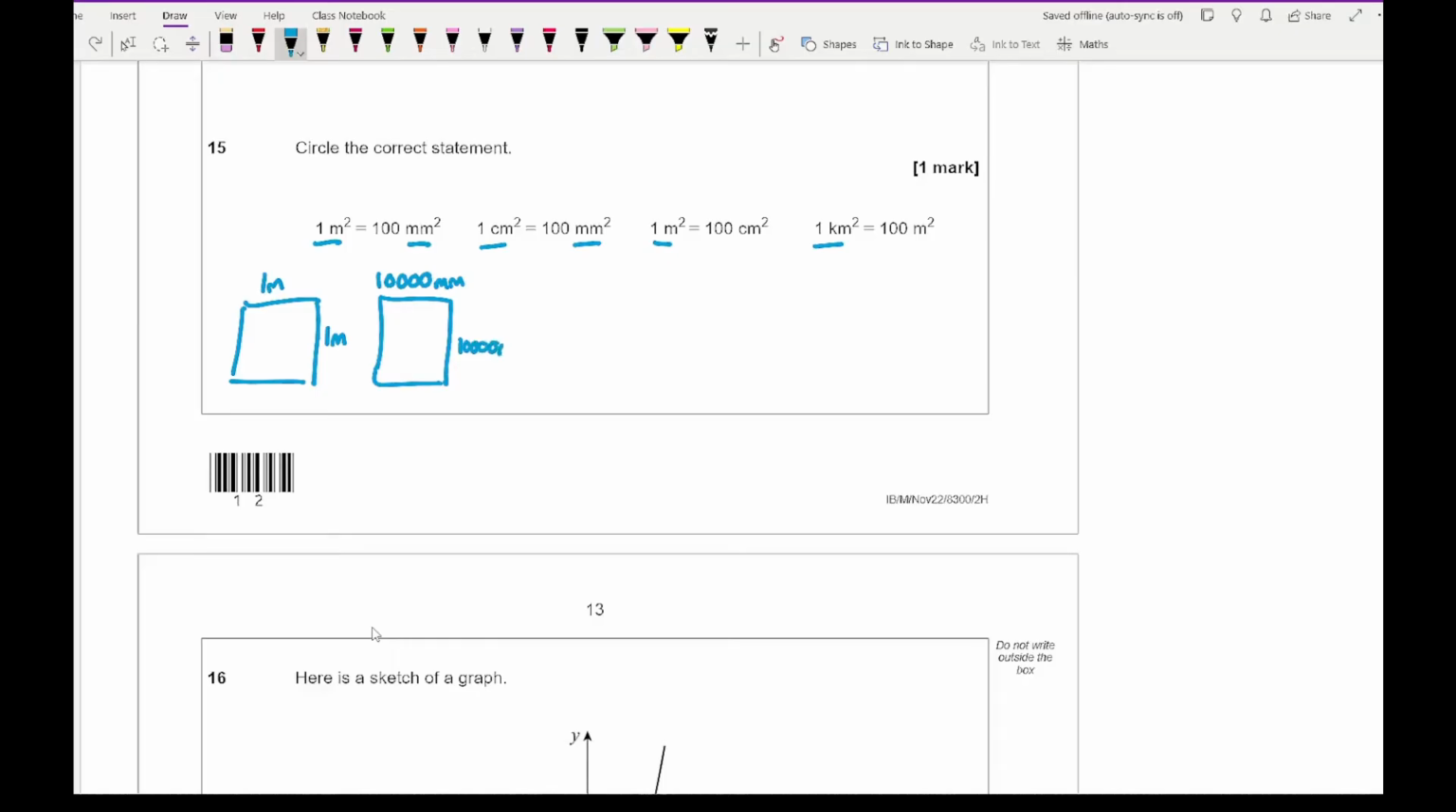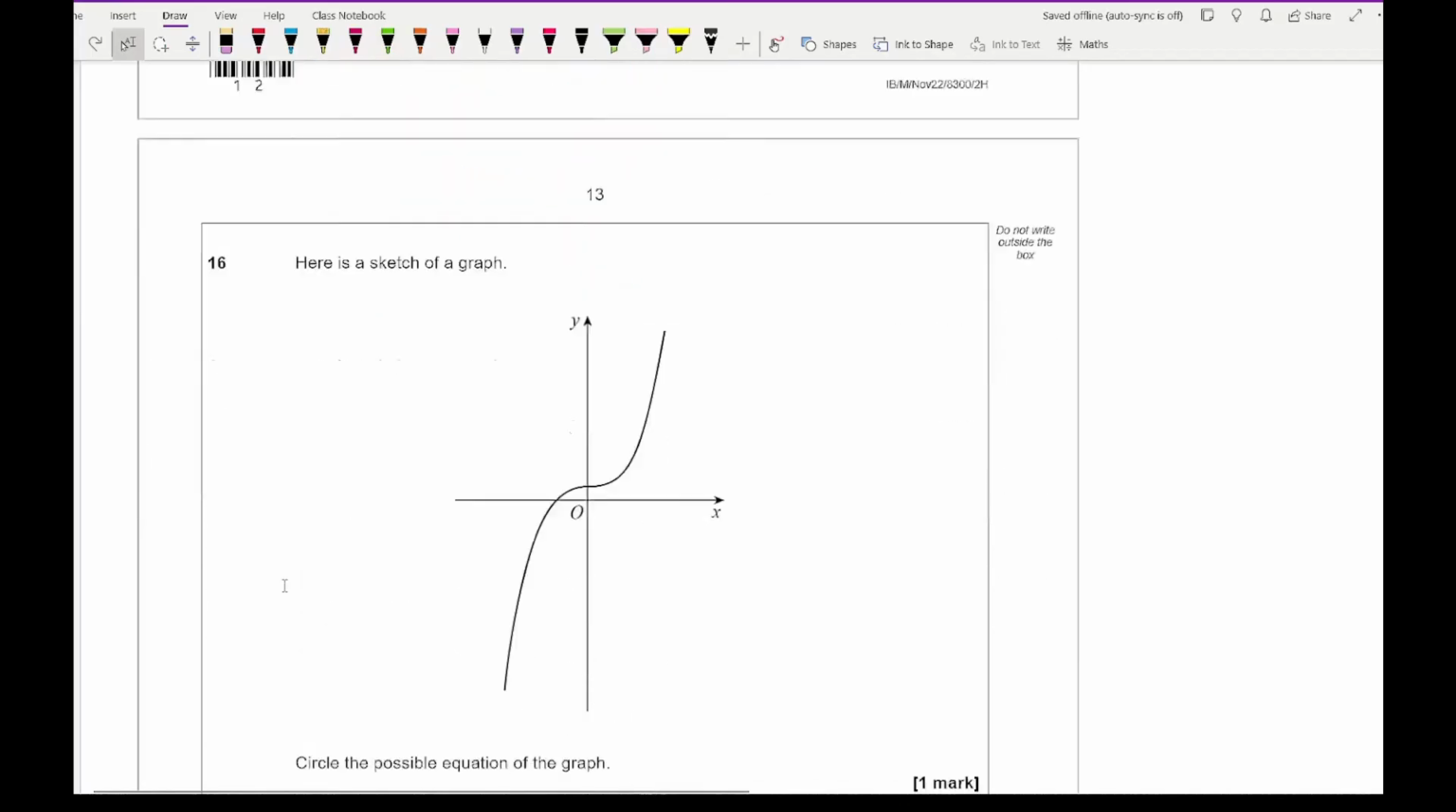And 10,000 millimetres squared is not that, so that's definitely not going to be the case. So looking at this one, if I have a 1 square centimetre and I convert the lengths into millimetres, that's going to be 10 mil. And 10 times 10 is 100, so thankfully the correct answer is the second option.